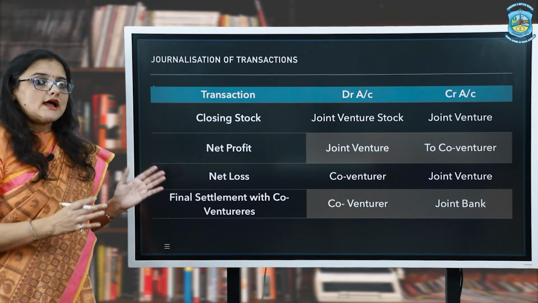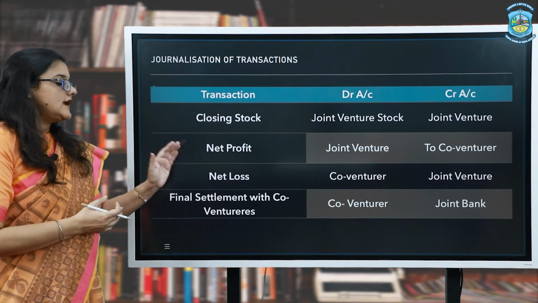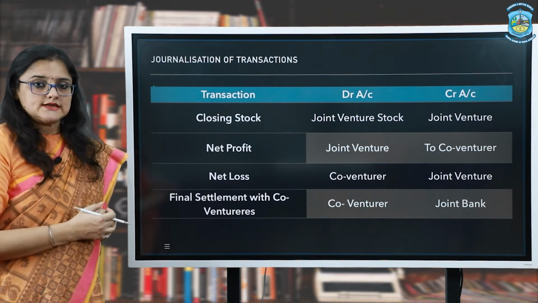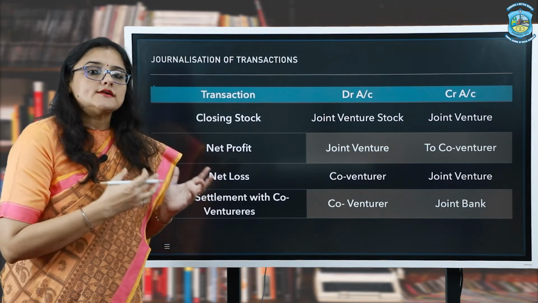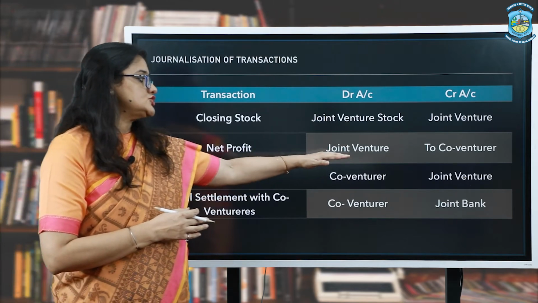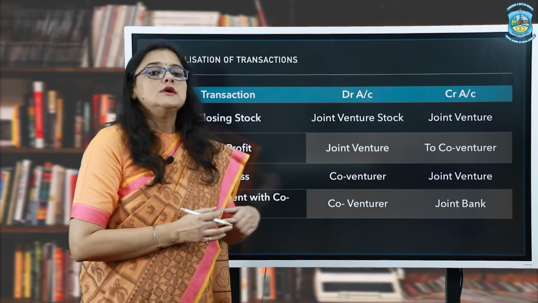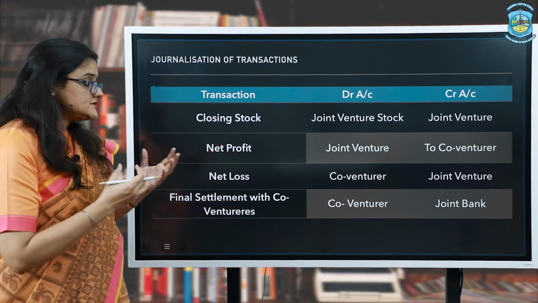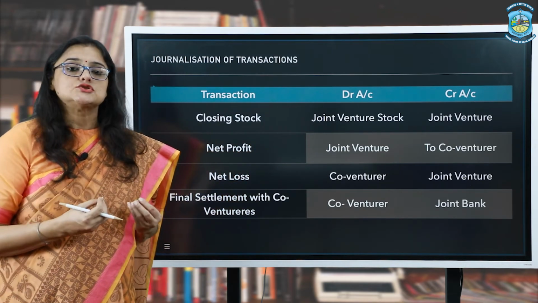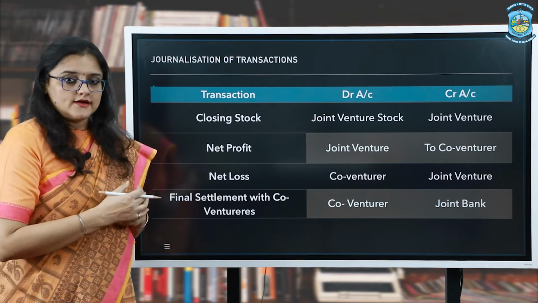Then the result of all this is the net profit or net loss. When the net profit comes, that means the debit side is smaller than the credit side. So you are going to write joint venture account debit to the co-venturer account, because this profit belongs to the co-venturer. So it will be distributed between the co-venturers in the ratio of their profit share.